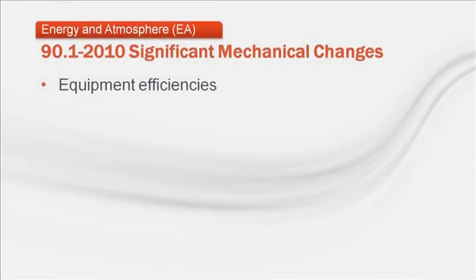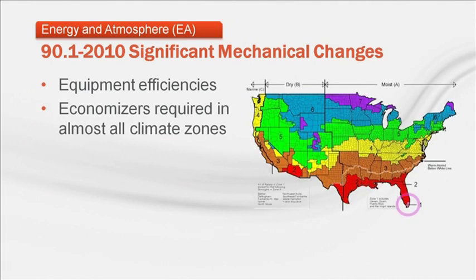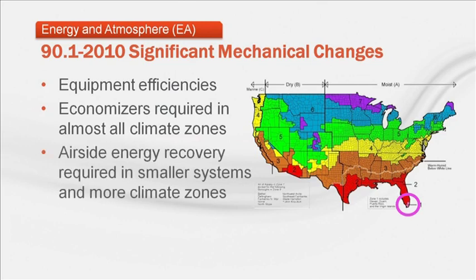Equipment efficiency requirements changed for many categories for the 2010 version of 90.1. Note that efficiencies are mandatory and all the requirements must be met, for example, full and part load, or for heat pumps, cooling and heating. Prescriptive requirements that changed include economizers, which are now required in all but the hottest climates, for example, Riyadh and Miami. Air-to-air energy recovery is required for systems in more climate zones and with smaller percentages of outdoor air.